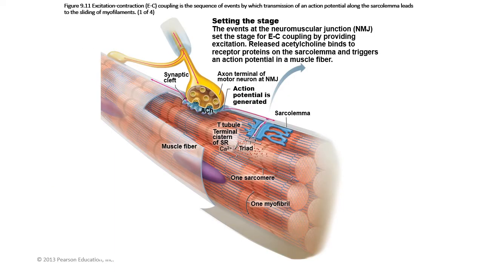All right, so let me set up the stage. So remember motor neuron. Now we're going to start with where the motor neuron, the very end of the terminal branch, and you see it's right next to the sarcolemma. That is where we're going to start, and then we'll get into the actual muscle for contraction. Okay, so keep that in your head.